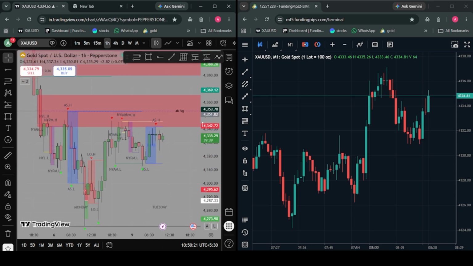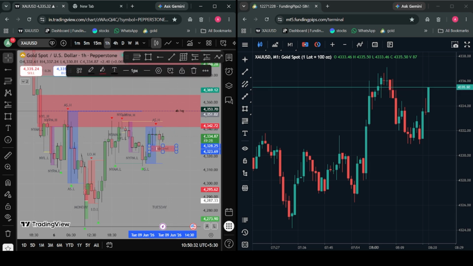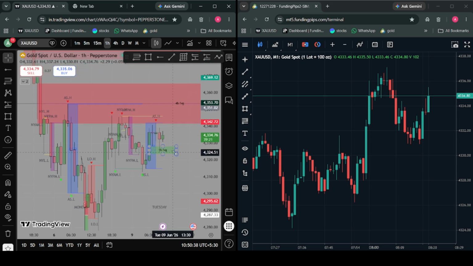So, 1 घंटे में हमको क्या दिख रहा है? 1 घंटे में यहाँ पे हम देख सकते हैं, there is a fair value gap, बेयरिश, and we can see a good rejection from the 1 hour fair value gap.